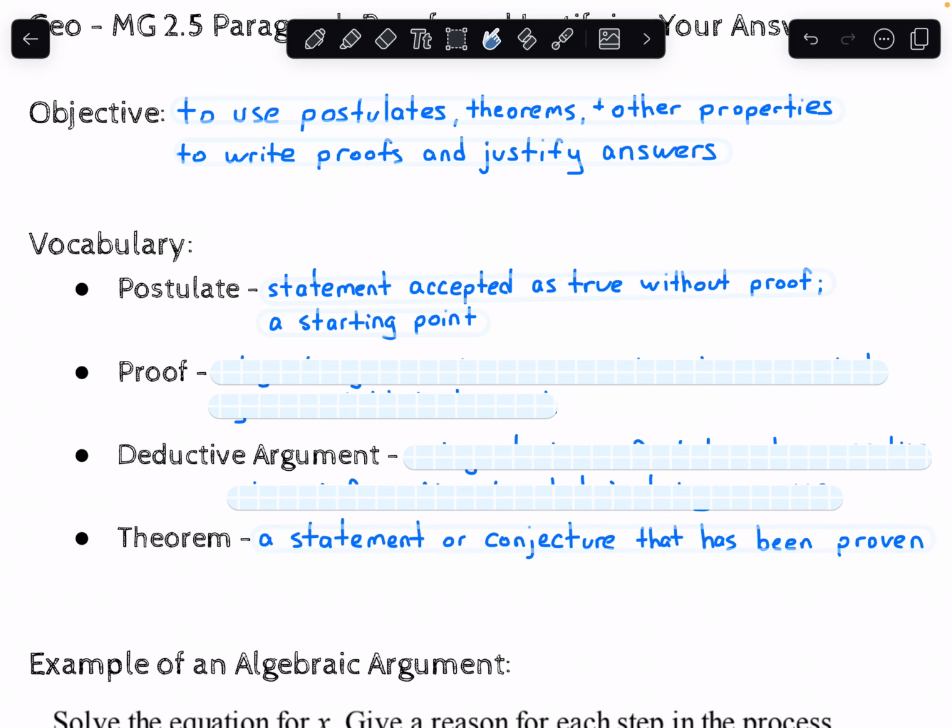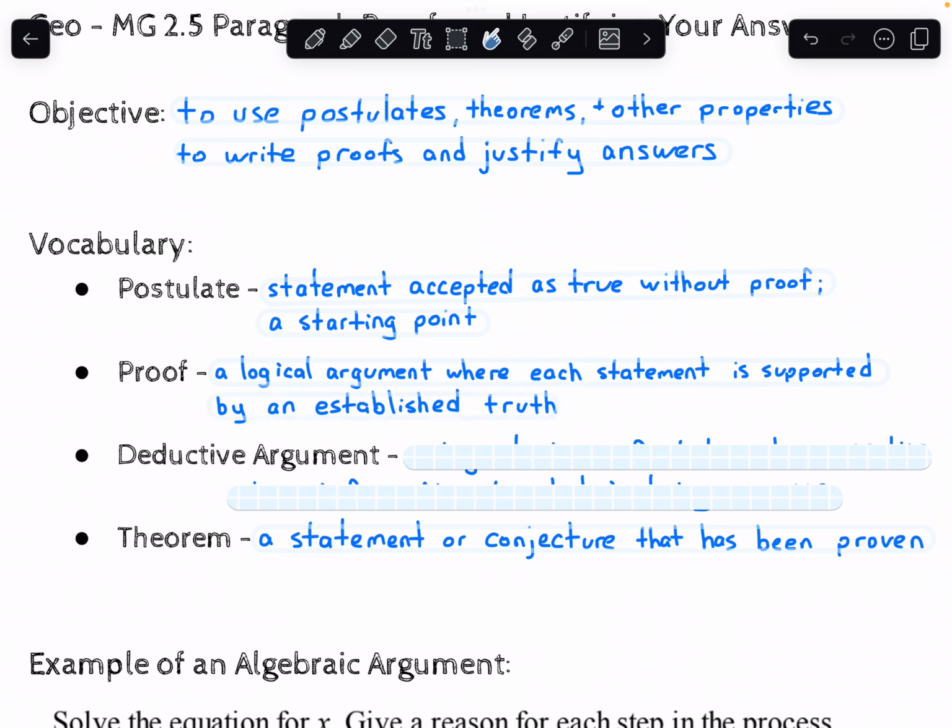Speaking of theorem, a theorem is a statement or conjecture that has already been proven, or could be proven by exercise. And what does that proof look like? A proof is a logical argument where each statement is supported by an established truth. That truth could be a postulate or a theorem or just a definition, but there is something that we all agree on that is true, backing up each new statement added by the proof.